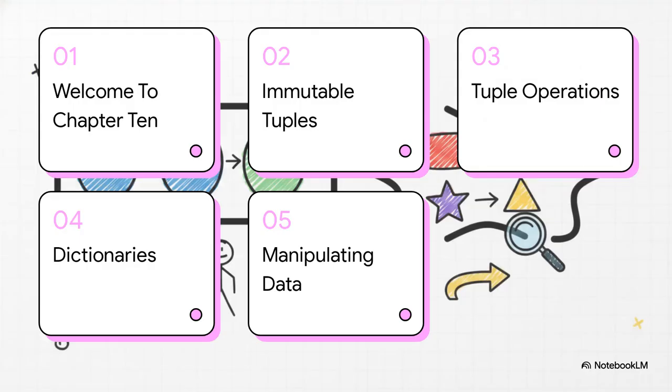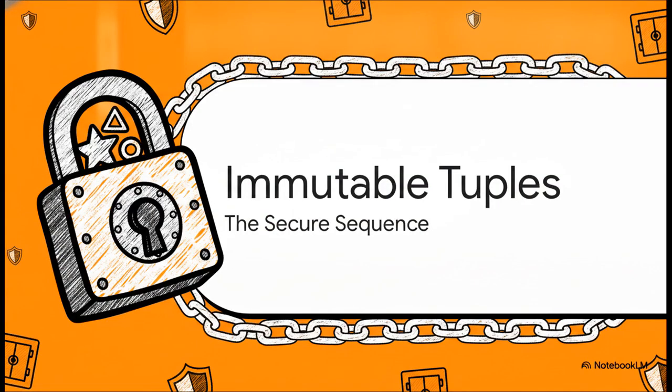Okay, real quick, here's our syllabus for today's explainer. 1. Welcome to Chapter 10. 2. Tuples, the immutable sequence. 3. Mastering tuple operations. 4. Dictionaries, key-value mapping. And 5. Manipulating dictionary data.